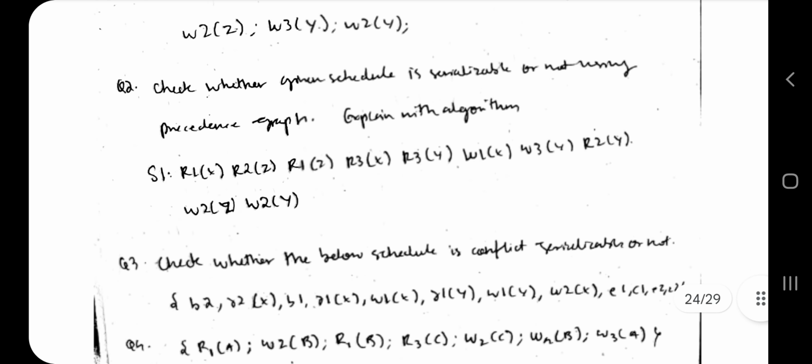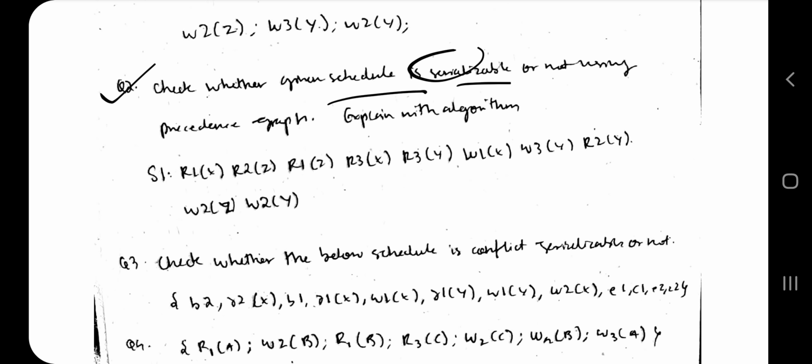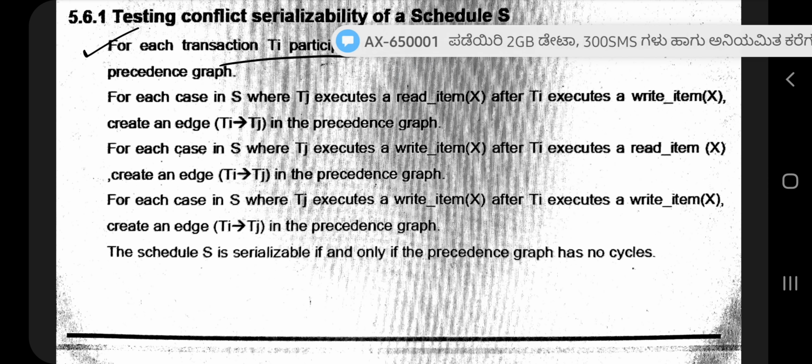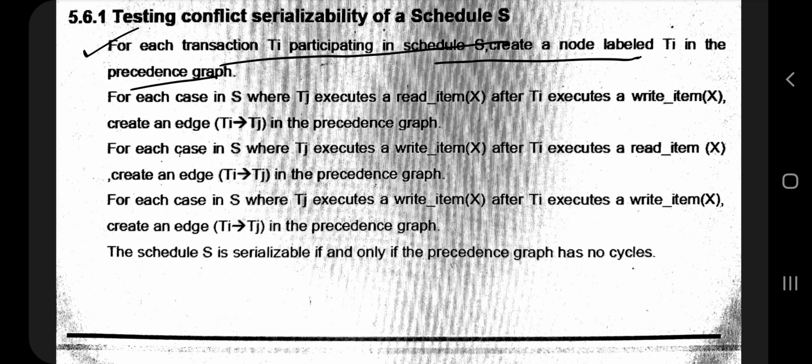Let's see the second question, which is very similar to it. Check whether the schedule is serializable or not. The algorithm is also very simple. Let me explain the algorithm. It's the very same thing that I have told you. For each transaction participating in the schedule, create a node in the precedence graph.